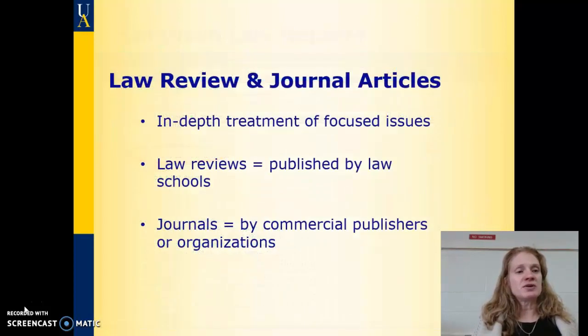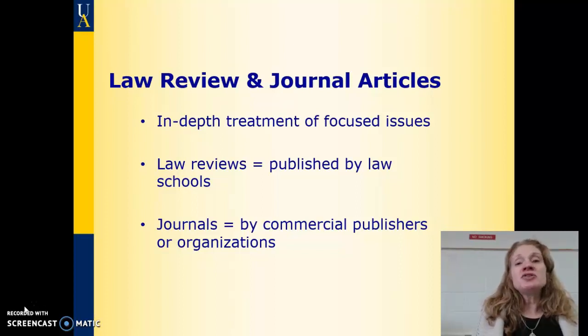The next type of secondary source I'm going to talk about is law review and journal articles. So what's the difference? Law reviews are published by law schools, and journals are written by commercial publishers. Law reviews and journal articles tend to give in-depth treatment of very focused issues. Journals maybe tend to be more practical. So law review and journal articles might help you. Sometimes in practice, particularly if you're doing something at the state level, it might not, but they're worth looking at. And maybe that's just my opinion too.